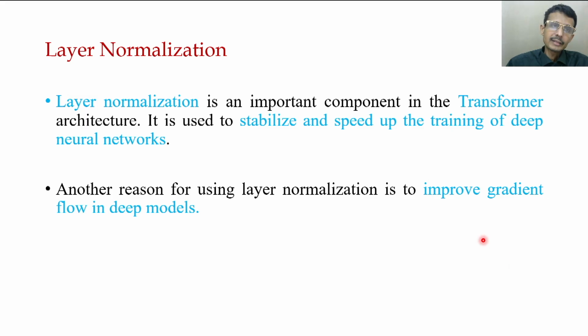Now we see there is layer normalization in both the encoder and decoder. What does layer normalization basically do? Layer normalization is an important component in the transformer architecture. It is used to stabilize and speed up the training of deep neural networks, because there are a lot of coefficients, so we have to use layer normalization. Another reason for using layer normalization is to improve the gradient flow in the decoders. That is important.